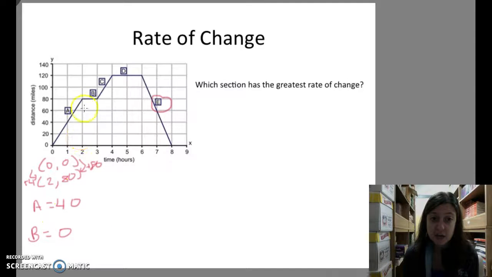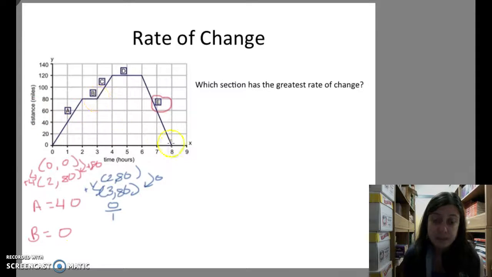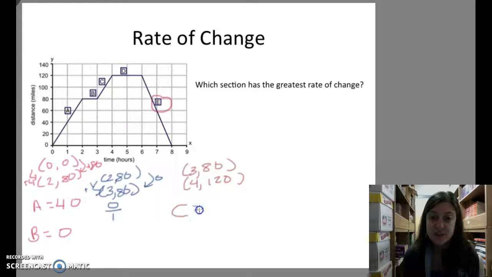Because if you wrote it down, this is 280 and 380. Well, our change in y is 0. Our change in x is 1. So 0 over 1 equals 0. We know that. C, this is 380. That's 4 120. So C has a change of 40. So that's the same as A.